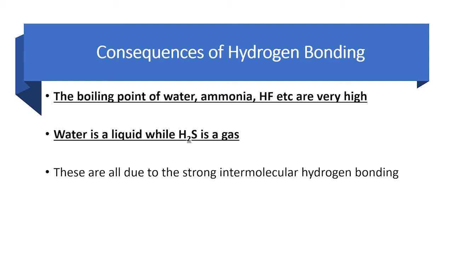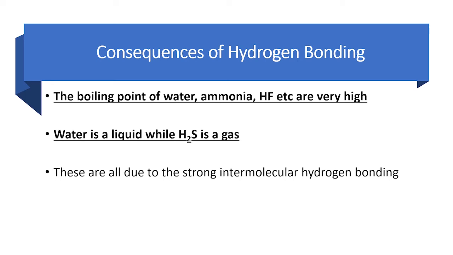First of all, we know the boiling points of water, ammonia, HF, etc. are very high, and the high boiling point of these molecules is due to the existence of strong intermolecular hydrogen bonding between the molecules. Whenever there is intermolecular association between two molecules, they will be closely associated. So we need to provide high temperature in order to separate this association.